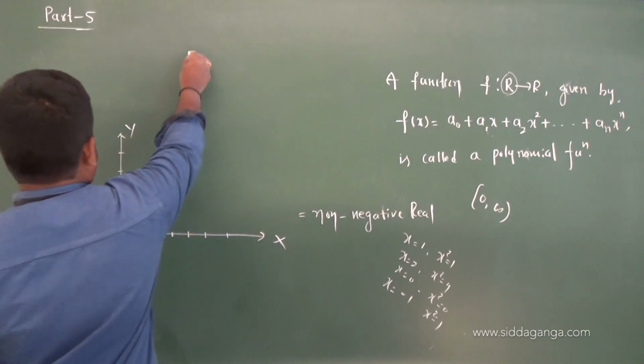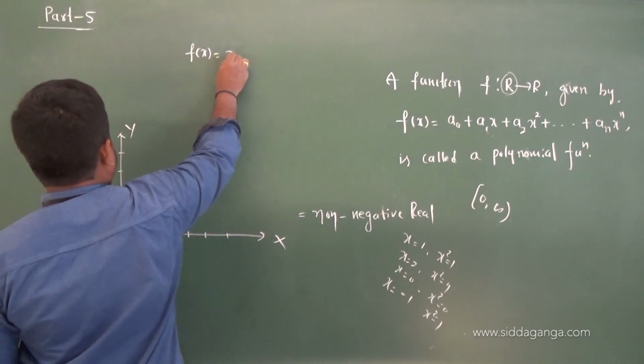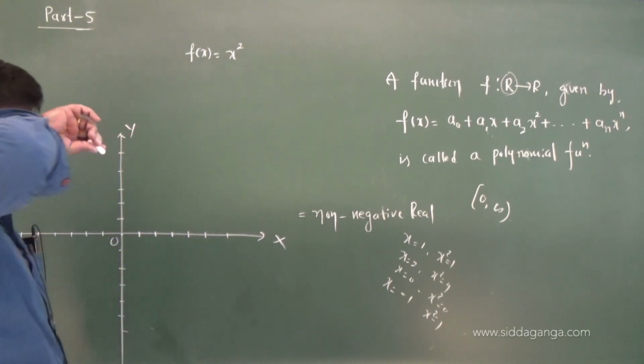Yes, so now the function is what? f of x is equal to x square. To draw the graph, let us take some integral points.